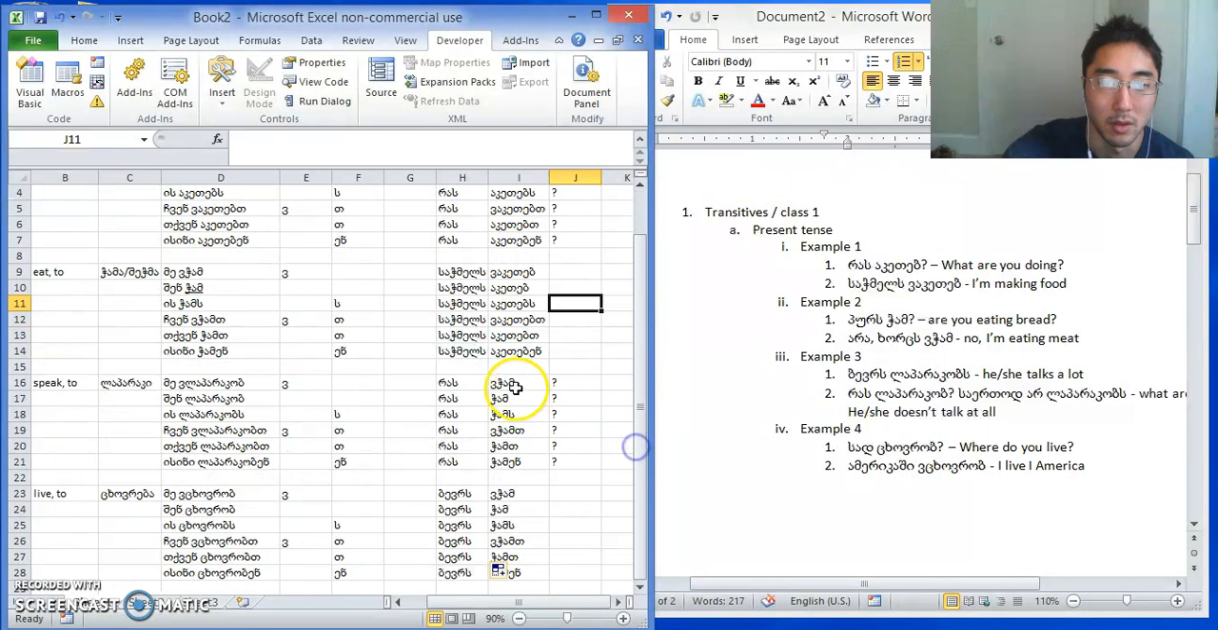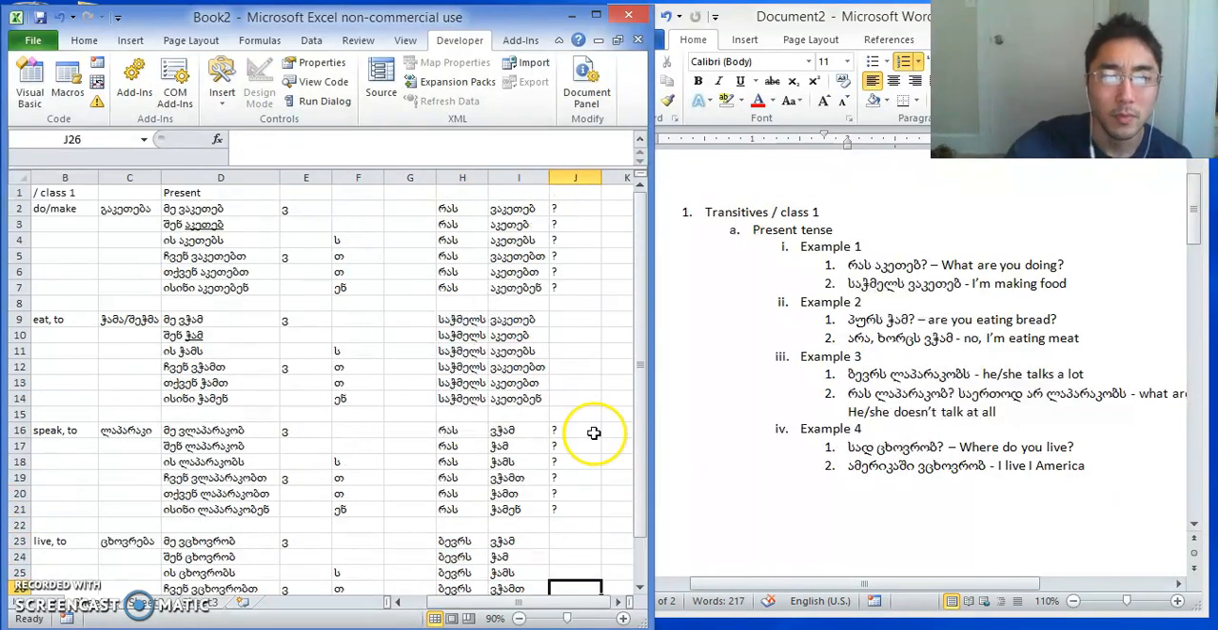You do a similar thing for what is a certain person eating. You could say, instead of, like the example here, instead of saying I'm eating meat, you could say I'm eating a lot, or we're eating a lot.